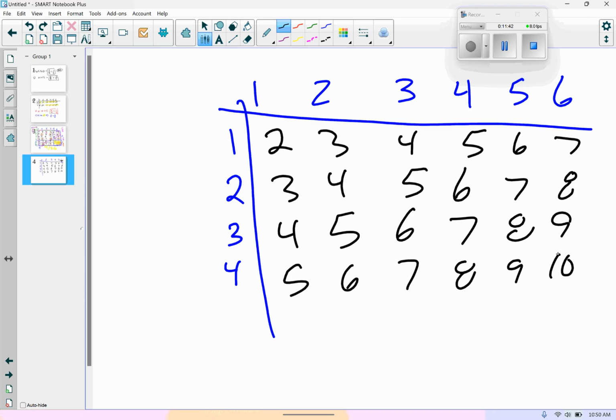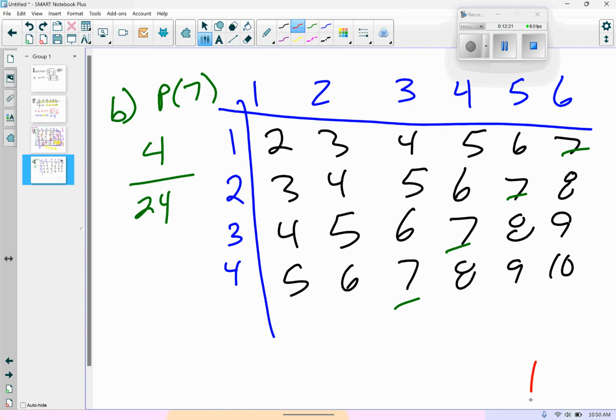Now for B, they want the probability of rolling a 7. So I've got 1, 2, 3, 4. I have 4 out of 24, or 1 out of 6. Okay. Probability of rolling a difference of 2. What does that mean? Like 3 minus 1 is 2. Let's think about this. So 3 minus 1 is 2. So that's 1.